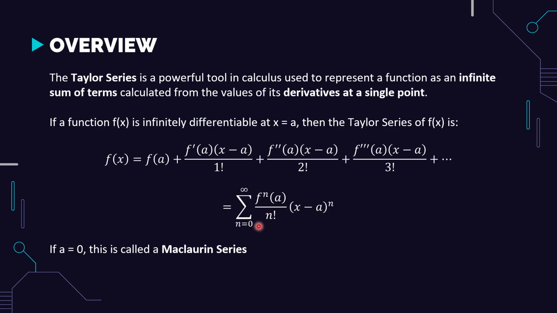And take note, if our a is equal to 0, then this is called a Maclaurin series. Again, if our a value is equal to 0, it is called the Maclaurin series.